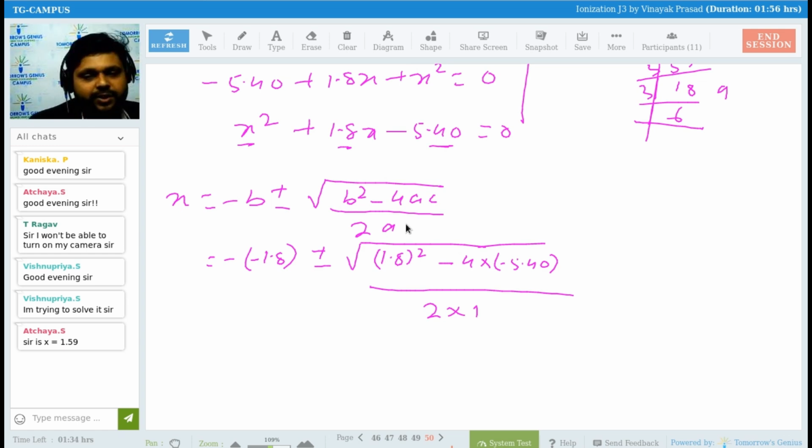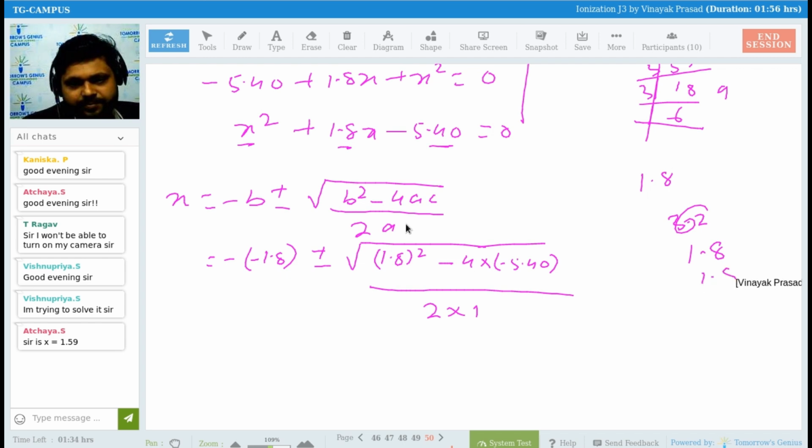Yes, sir. Now what you will get here, guys, you have to calculate this: 1.8 into C, 1.8 minus 5 minus 4 into 5.40. So minus and minus will become plus. So 1.8 and plus 5.40 into 4. What will be the value for this? Guys, you have to calculate the same thing. 1.8 into 1.8, what will this be? 3.24.